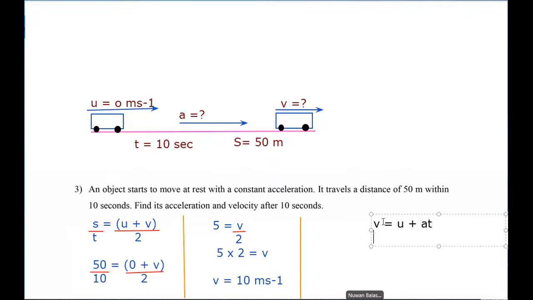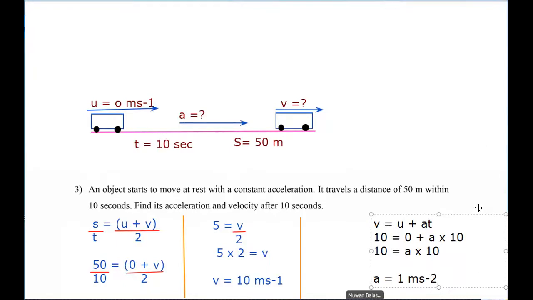Final velocity, we have found it as 10. Initial velocity is given as 0, it starts at rest here. The acceleration, we don't know. The time taken for the motion is given as 10 seconds. So 10 equals A times 10. So 10 and 10 cancel out. We will get A equals 1 meter per square second.